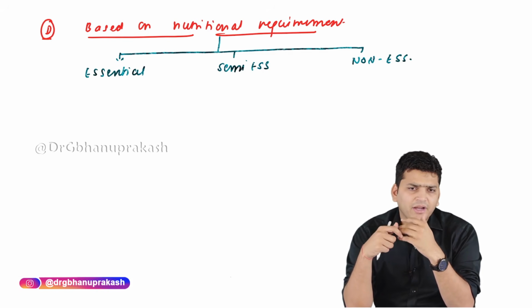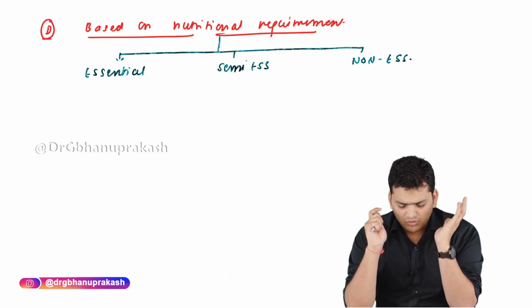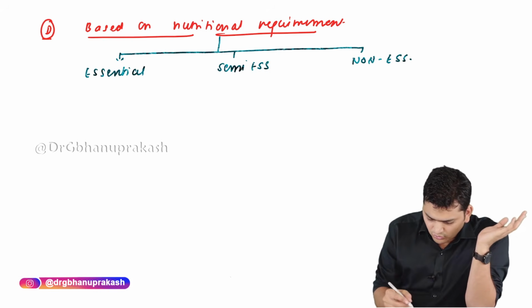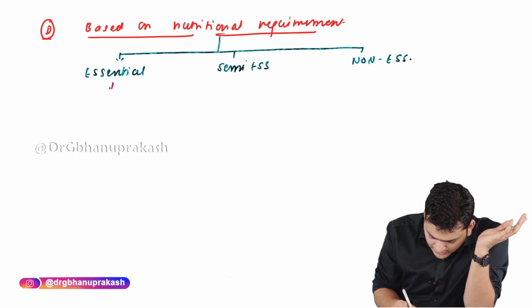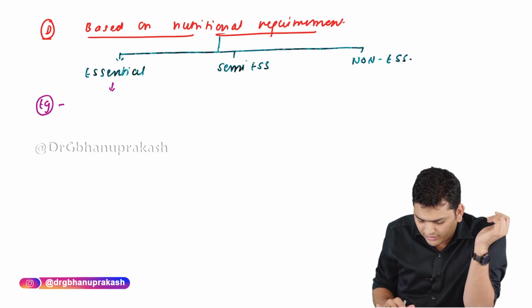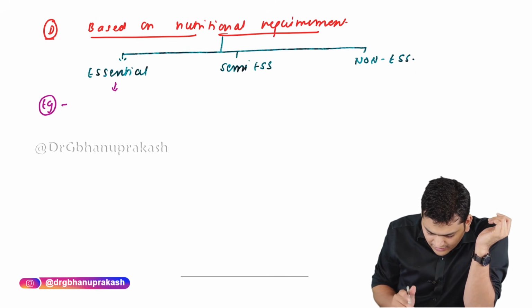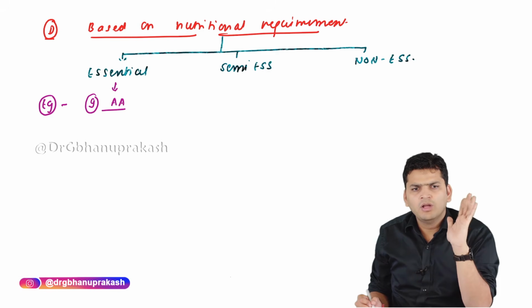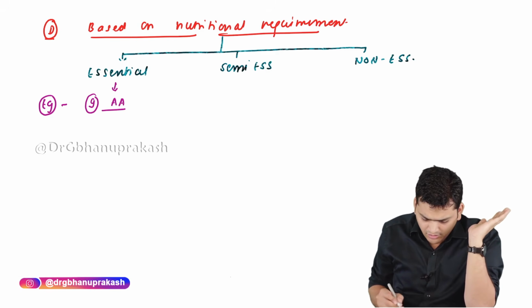They come under the category of semi-essential. So there are 3 categories: essential, semi-essential, and non-essential. Let's see the examples of essential amino acids. When it comes to essential amino acids, first we need to remember that there are 9 essential amino acids out of 22.